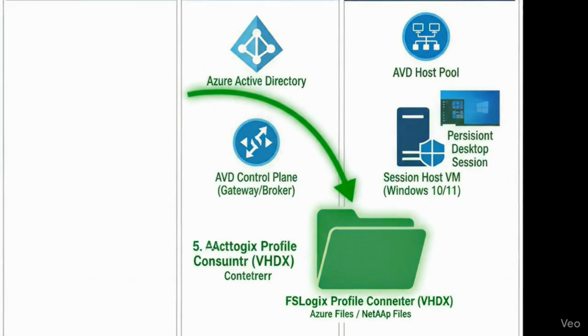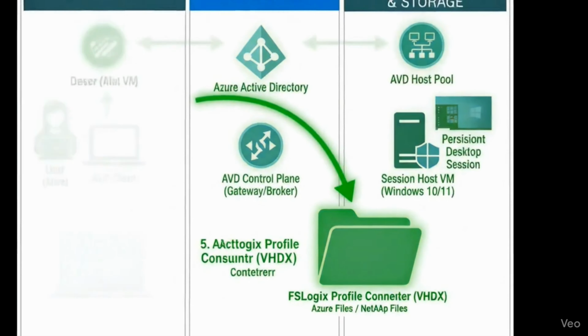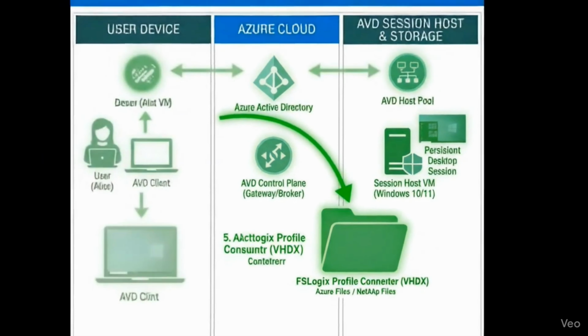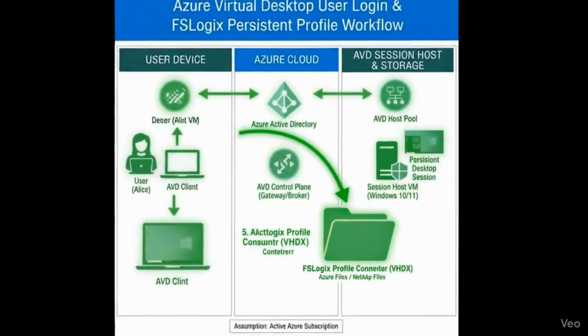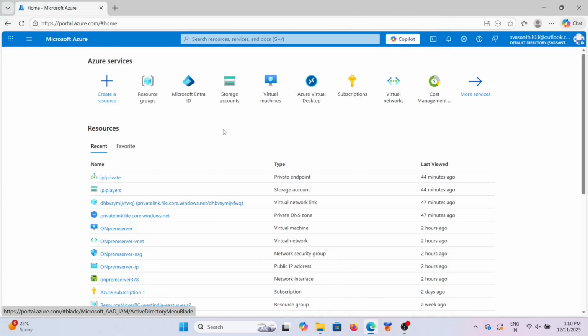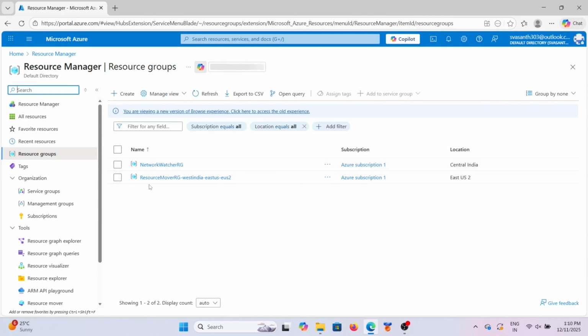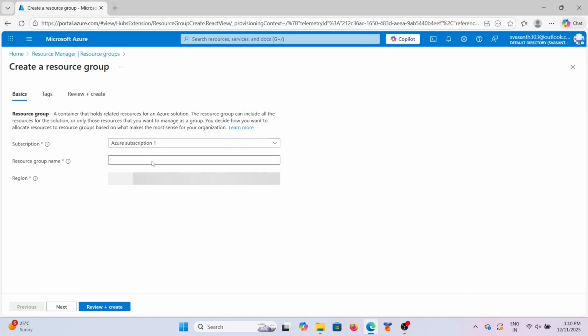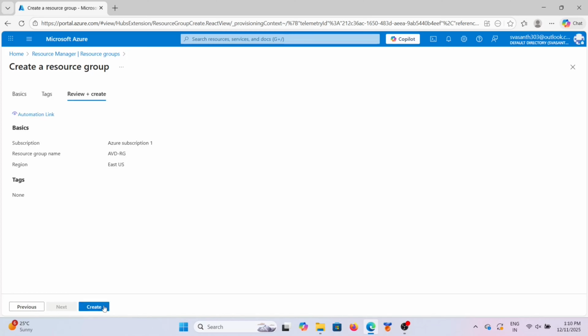We want to configure FSLogix for profiling so we can have a persistent desktop. So the assumption here is you do have an Azure subscription. If you do not have one, you need to create one, and we're going to create from scratch. So I'm going to create an on-prem domain server. For that, I'm going to create a resource group as AVD org.